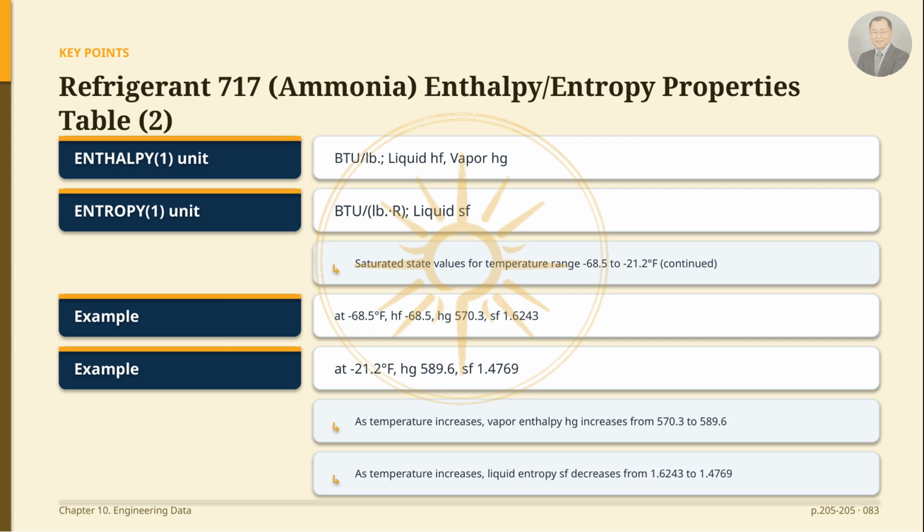As the temperature rises to -21.2 degrees Fahrenheit, the vapor enthalpy increases to 589.6, and the liquid entropy decreases to 1.4769. In other words, as temperature increases, vapor enthalpy tends to increase while liquid entropy tends to decrease.